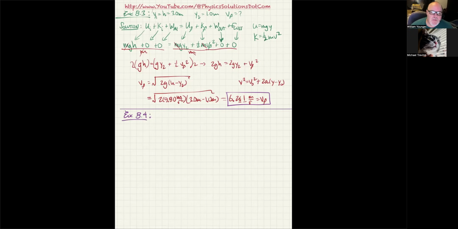Example 8.4. Assuming the height of the hill in figure 8.8 is 40 meters and the roller coaster starts from rest at the top, calculate A, the speed of the roller coaster at the bottom of the hill, and B, at what height it will have half the speed. Take y equals 0 at the bottom of the hill and ignore friction losses.